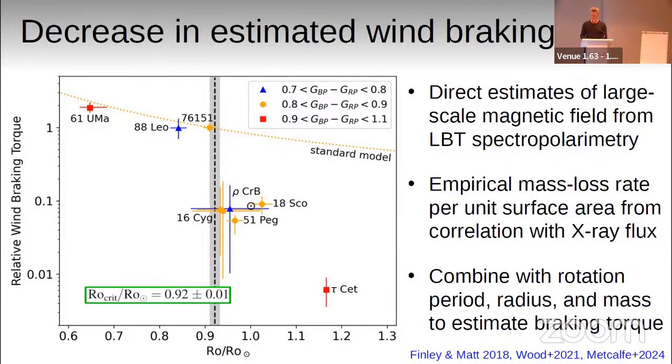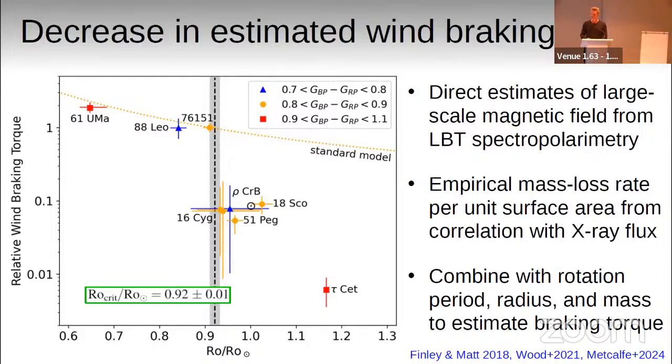Okay, so that's the overview of the evidence for weakened magnetic braking. And now I'd like to summarize what we think this tells us about stellar dynamos, because after all, this is being driven by changes in the magnetic field.